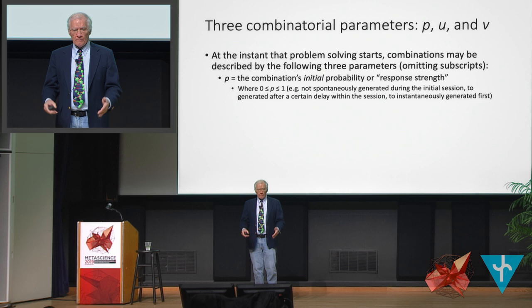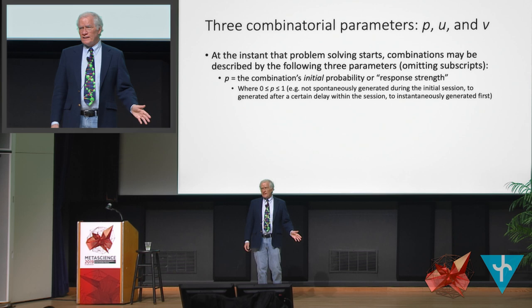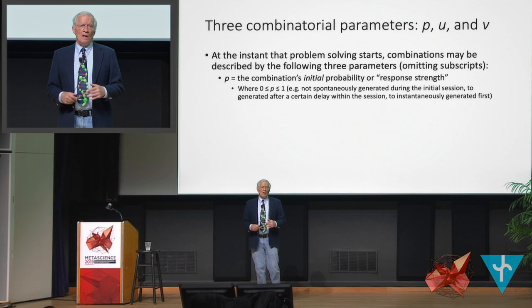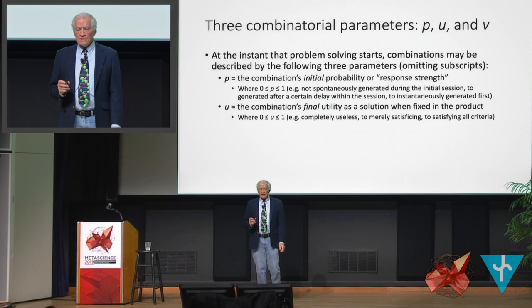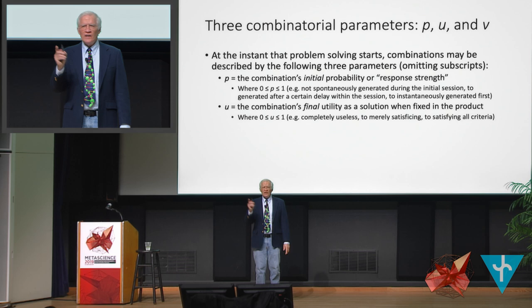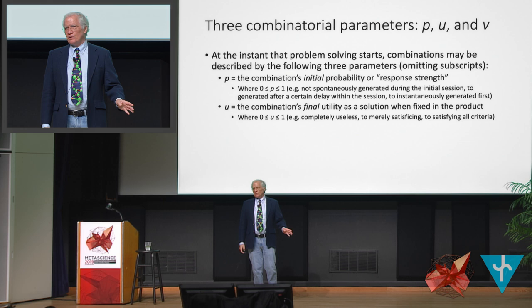Okay, so this can range from 0 to 1 inclusively, from, for example, not spontaneously generated during the initial session, to generated after a certain delay within the session, to instantaneously generated. Then you have U. This is the combination's utility, like it's used in economics, the final utility, as a solution when finally fixed in the product. There's a lot of debate about how utility can change. Utility doesn't change once you fix it in the product and submit it for publication. It's now fixed.